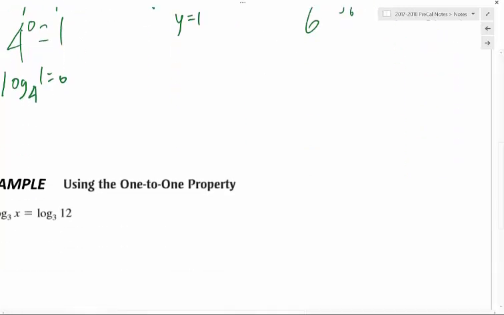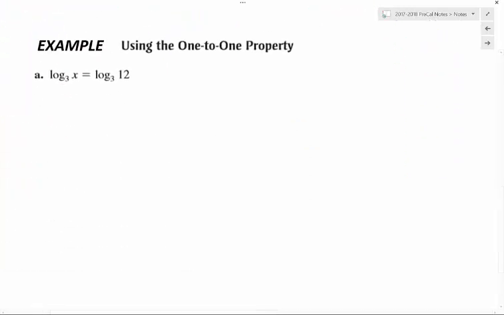Using the one-to-one property, notice log base 3 of x equals log base 3 of 12. Well, remember, the one-to-one property, our fourth property that we just talked about, basically says that if it's log base of something equals log base of something, and it's the same base, then I just drop the logs and their bases, and simply the arguments are equal to each other.